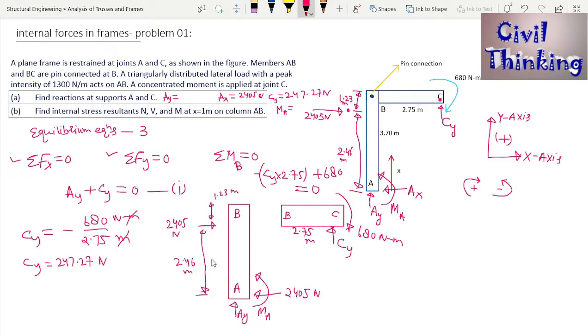We found Ax, we found Cy, and we also have to find Ay. How do we find Ay? Now we know Cy. I told you before, this equation is important. We got this equation due to summation Fy equal to 0. Now in this equation we are going to put Cy. Here the Cy is 247.27 Newton, right?